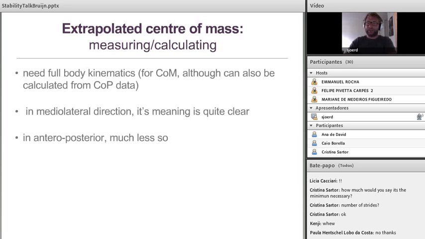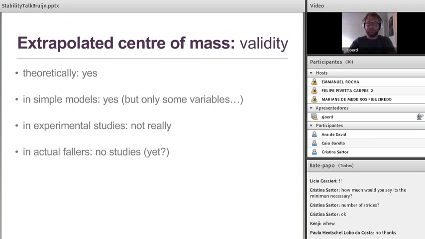In the medial lateral direction, I think that the meaning of the extrapolated center of mass is quite clear. As I said, it's basically how close are you to falling over. In the anterior posterior direction, I think it's harder to say what it actually is telling us, because we're falling over all the time. So how should we look at that? It's not quite clear. So then switching to the validity, theoretically, yes, it makes sense to look at this.